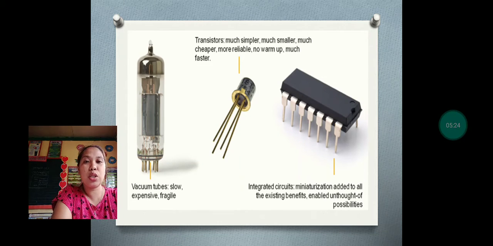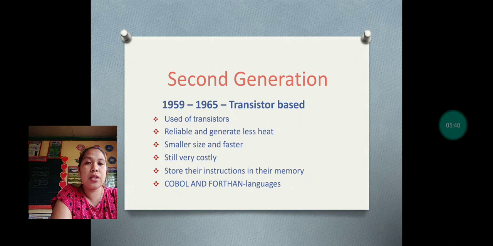In the second generation computers, what we call the transistor computer, this is what we call the transistor, the one in the center of the picture. The second generation was developed in the period of 1959 to 1965, and this is what we call transistor based. These are the following characteristics of the second generation computers. Use of transistors. The vacuum tube is gone, replaced by transistors.